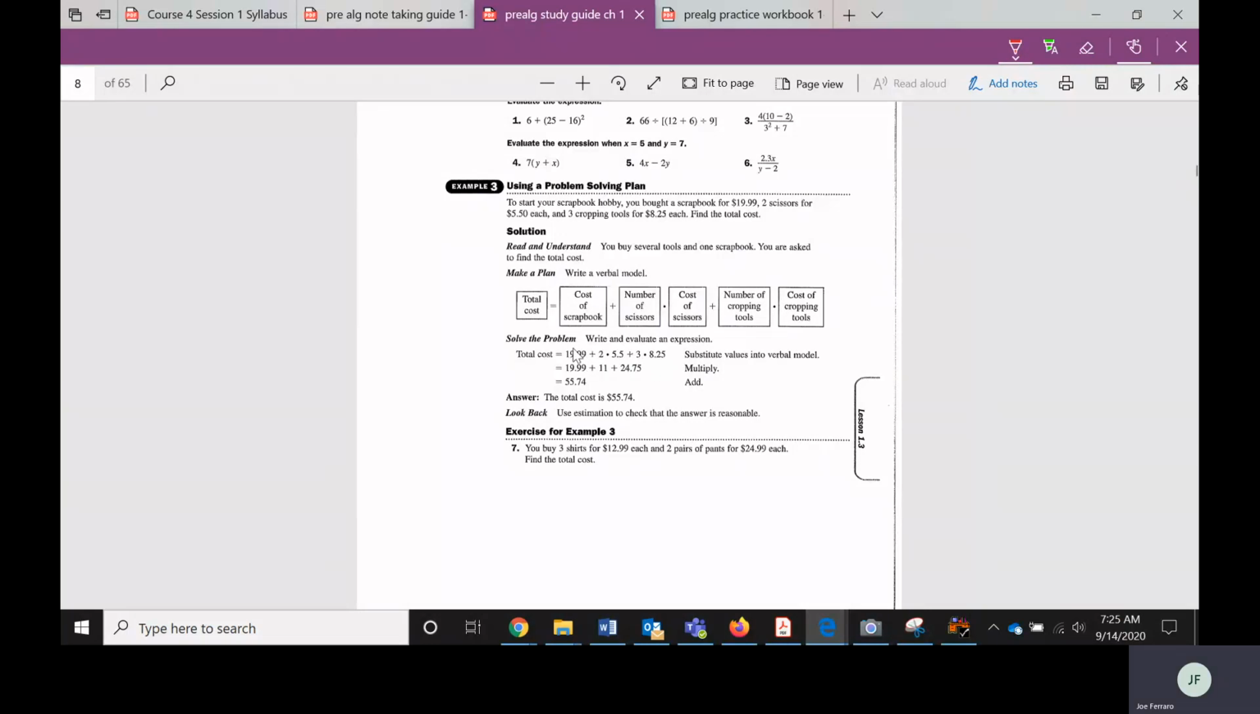So with the order of operations, $19.99 stays the same. 2 times $5.50 is $11. 3 times $8.25 is $24.75. Now you add them all up, and there's your answer. Okay, so that's just an example of a word problem here.